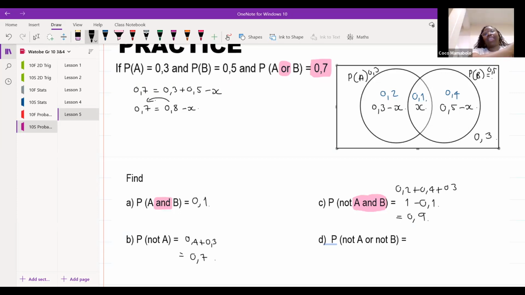Okay. All right. And then the probability of not A or not B. What does that leave us with? 0.3.